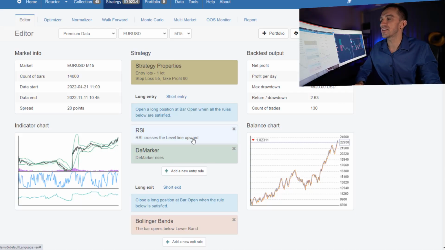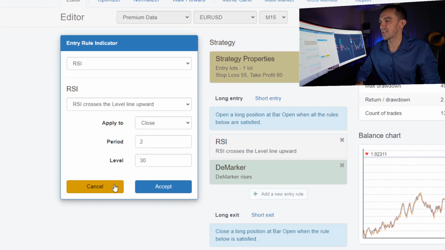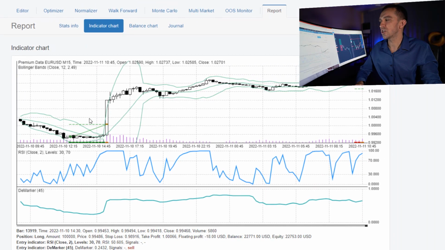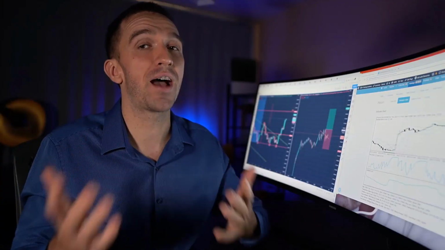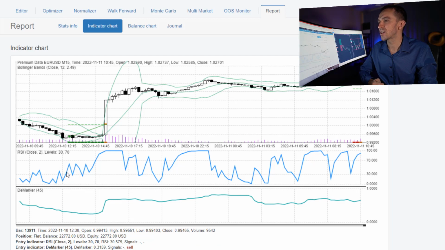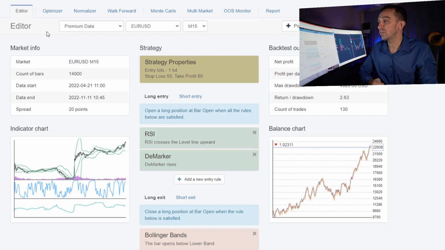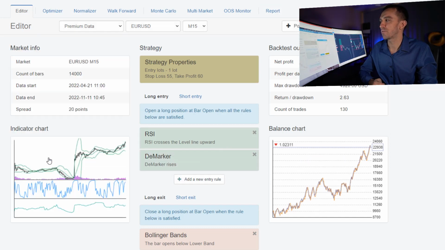The first rule is that we should see RSI crossing the level line upward, with a period of 2 and a level of 30. If I click on the indicator chart, you will notice that RSI with a period of 2 reacts very fast to the market changes, and once we have the price crossing the level line upward, right at that moment, at the opening of the next bar, we should open a long trade, but only if the DeMarker rises at the same time with a period of 45.